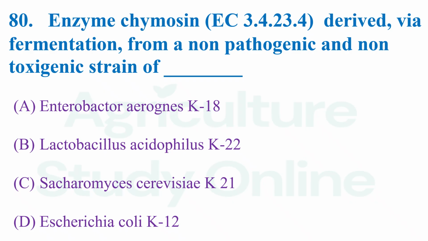E. coli K12 is a non-pathogenic, safe laboratory strain which is widely used for genetic engineering. And it is used to produce recombinant chymosin, that is a rennet substitute. The correct option is D.